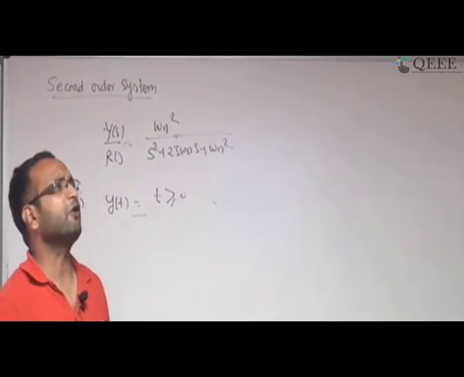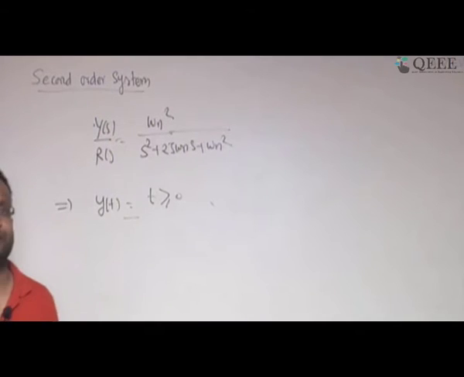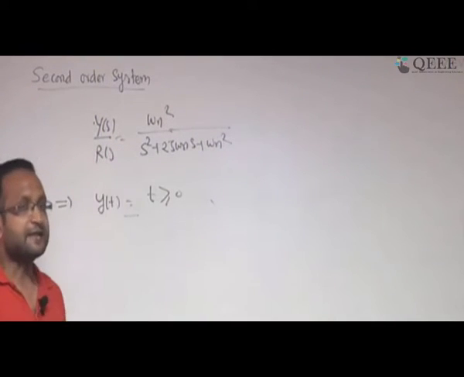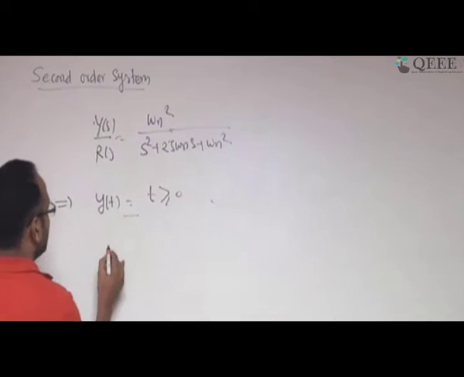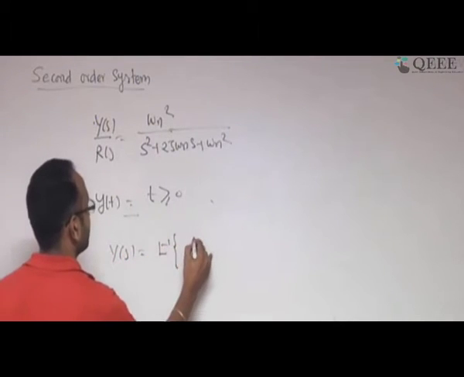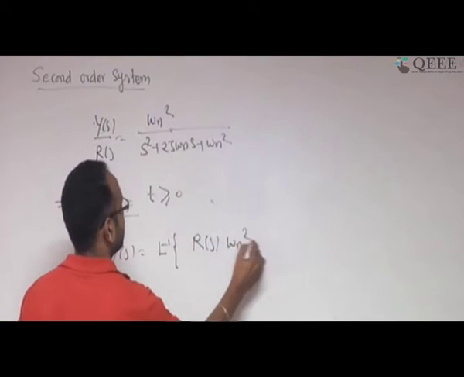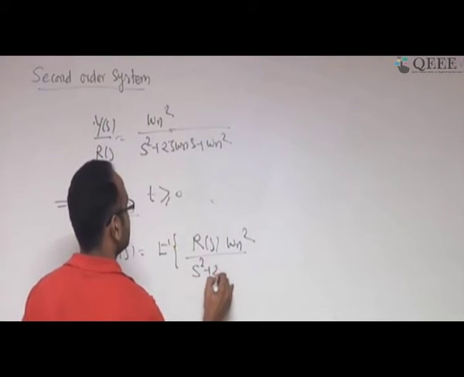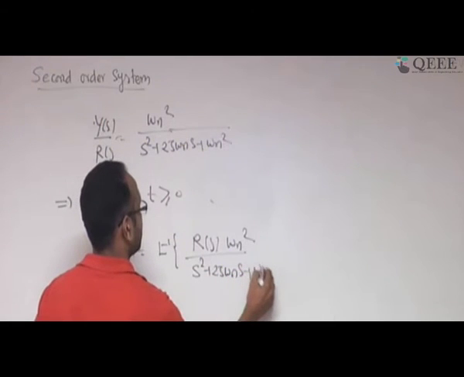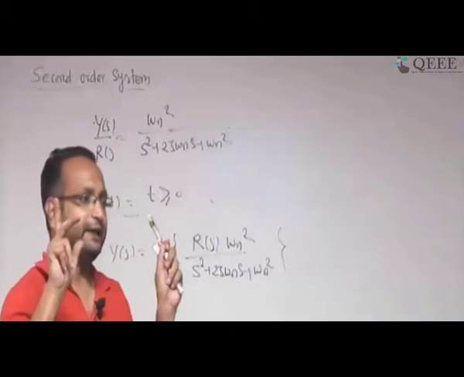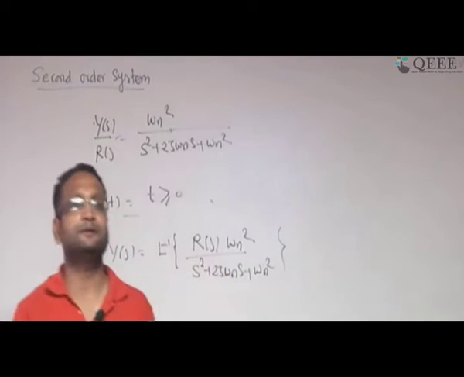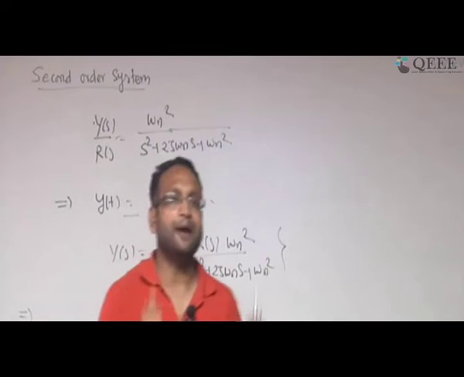Now as I mentioned, when we want to do analysis, we go for a standard input signal. We see how the system behaves for a standard input signal, and then extend that to how it behaves in the real world scenario. So I will be looking for y(s) as the inverse Laplace transform of R(s) times omega_n square over s square plus 2 zeta omega_n s plus omega_n square. I talk about 3 standard input signals: unit impulse, unit step, unit ramp and unit parabolic.